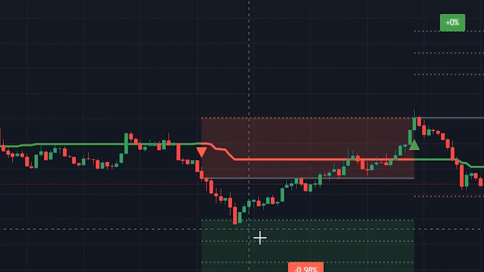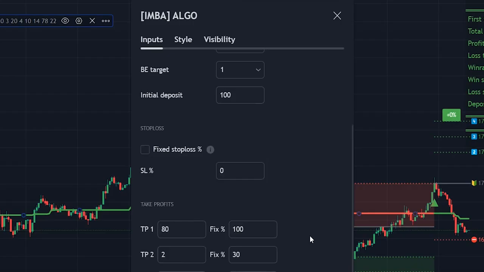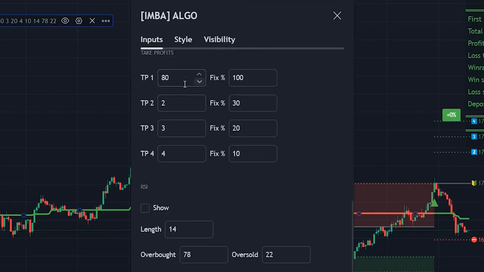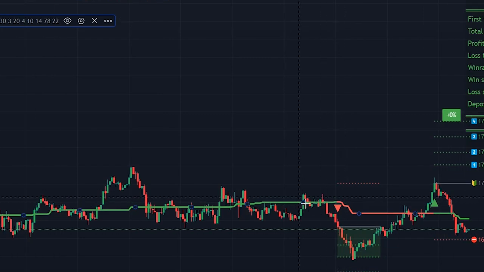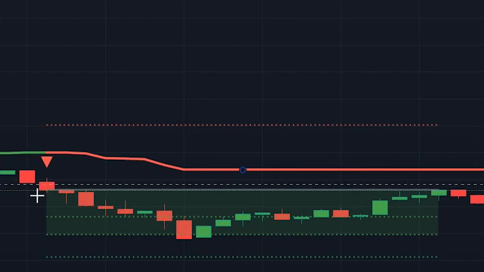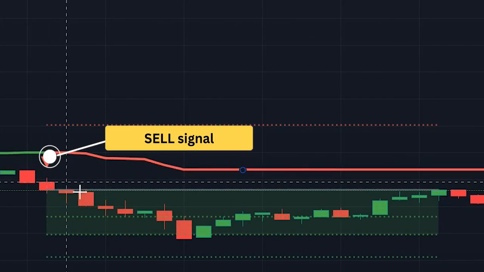However, sometimes the price reaches all targets. As I mentioned earlier, you can adjust the distance from the entry price to the take profit target price in the indicator's inputs. When there is a strong selling pressure and the lower Fibonacci level gets broken, the indicator produces a sell signal right away.